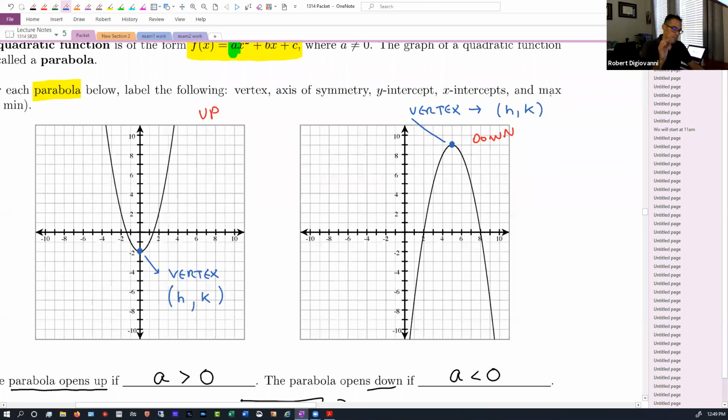Now, how do we find H and K? If somebody gives us a quadratic function, how do we actually find that highest and lowest point? Well, we have a formula, and the formula actually comes from calculus. It's something you can do in calculus to prove, but here, I'm just going to give you the formula. So here's the vertex formula.